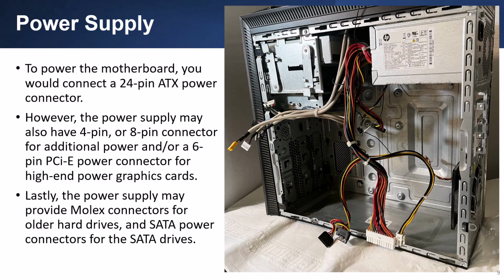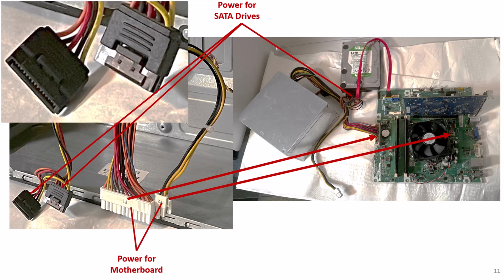To power the motherboard, you would connect a 24-pin ATX power connector. However, the power supply may also have a 4-pin or 8-pin connector for additional power and/or a 6-pin PCI Express power connector for high-end graphics cards. Lastly, the power supply may provide Molex connectors for older hard drives and SATA power connectors for the SATA drives. Here's another look at the motherboard power and drive connectors.